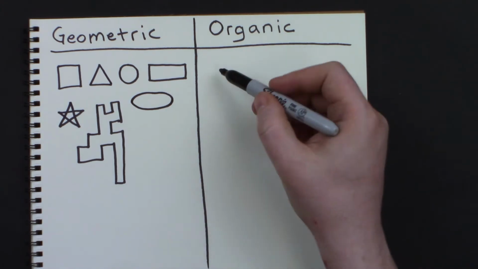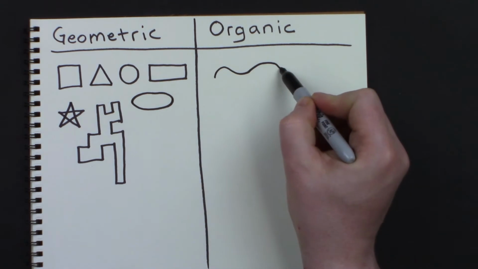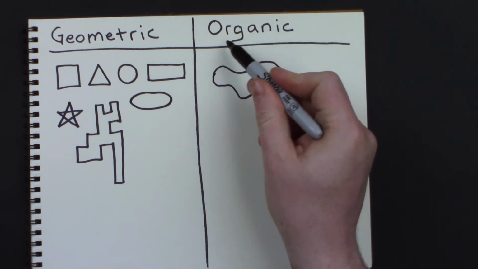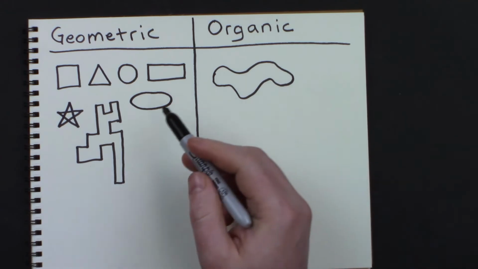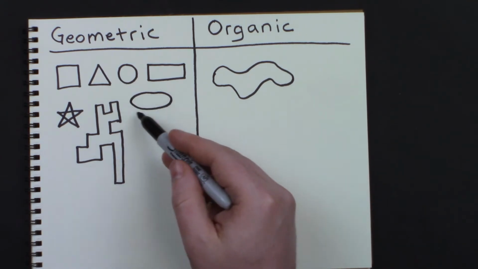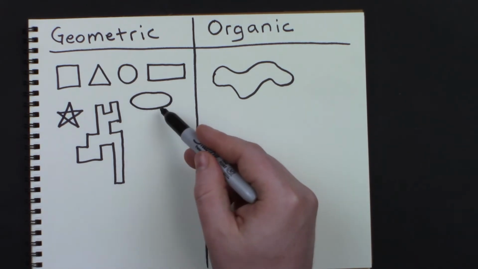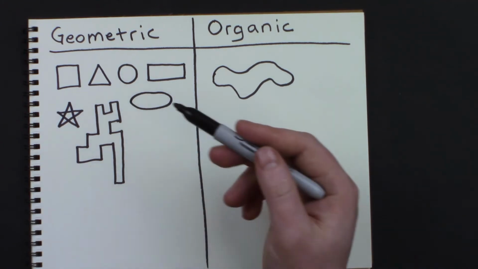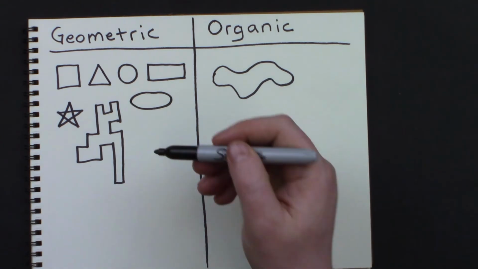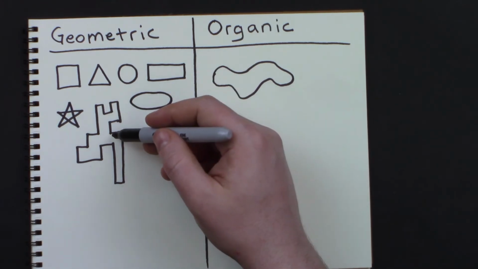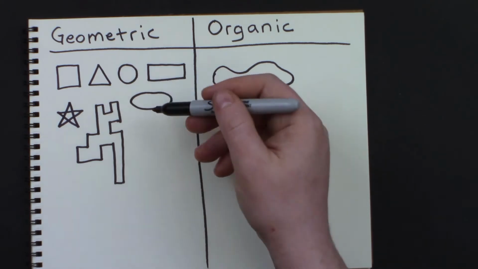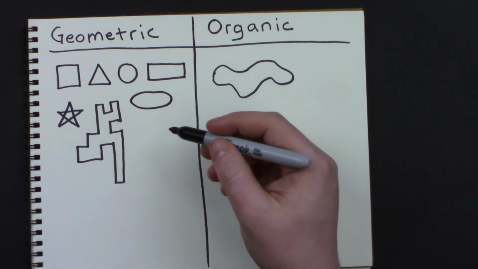Right? If we start doing wiggles that aren't very precise, that's organic. But these, you could describe with a mathematical equation. That's why it's called geometric. And in fact, any shape that uses straight lines and perfect circles together is also called a geometric shape.